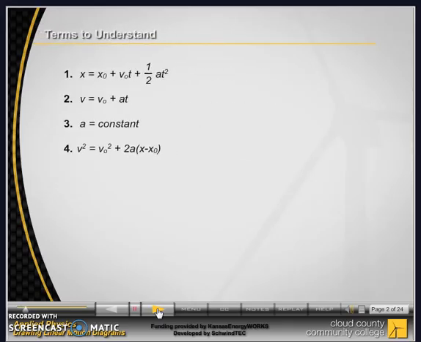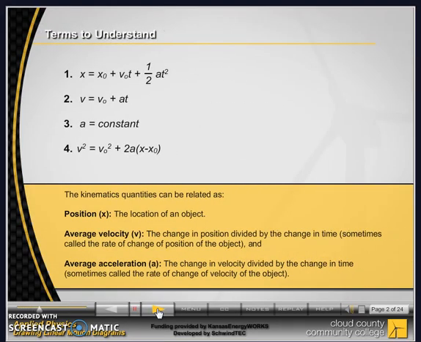Take a moment to study the four equations listed here, which are called the kinematics equations. The terms associated with these equations are defined as well.